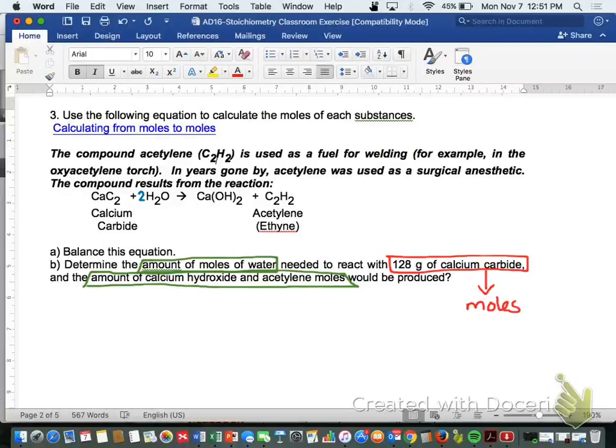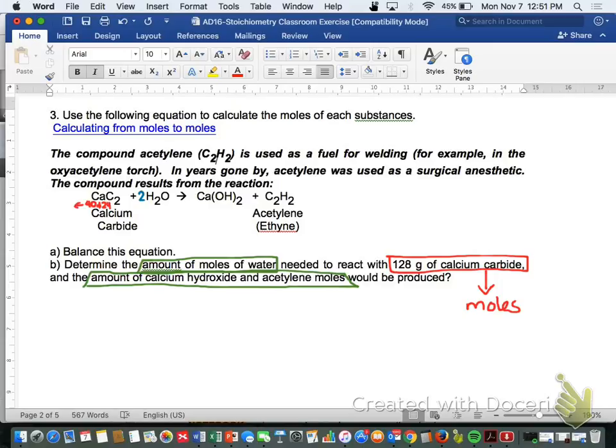Okay, so I need the molar mass to transform this into moles. And what is the molar mass for calcium carbide? 64.1. I have 40 from calcium. And then I have 2 carbons. Each carbon is 12, so 24.